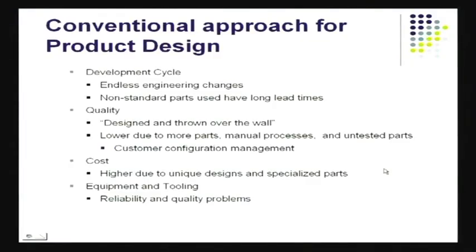The conventional approach to product design, how was it done? Well, we went through a development cycle where we did a lot of changes, and there were non-standard parts used in the conventional way, and these usually had long lead times because they all had to be made one of a kind. Quality also was something that I just mentioned to you. The design was thrown over the wall, and what was hoped was that the manufacturer will catch it and then go on with his detailing of the manufacturing process and so on and so forth.